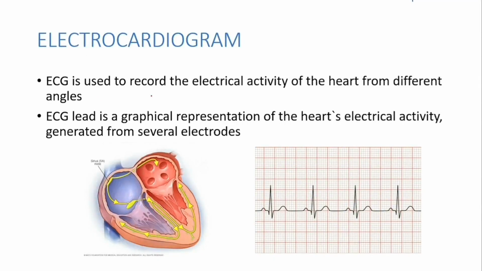Electrocardiogram, ECG, is used to record the electrical activity of the heart from different angles. You know that the heart consists of the muscles and the electrical fibers like the SA node, AV node, bundle of His, right and left bundle branches, and the Purkinje fibers. The electrical signal travels in these muscles and electrical fibers, and this electrical activity is picked up by the ECG machine and is shown on the ECG paper in waveforms. This is the graphical representation.